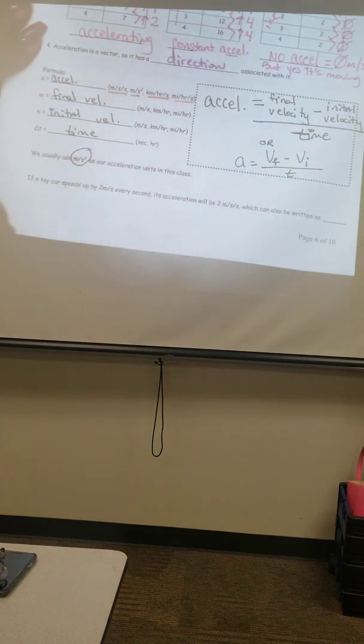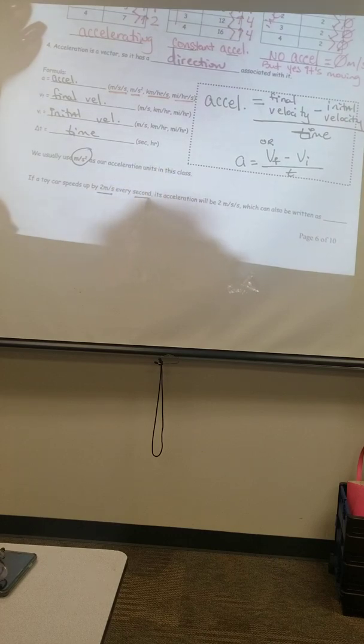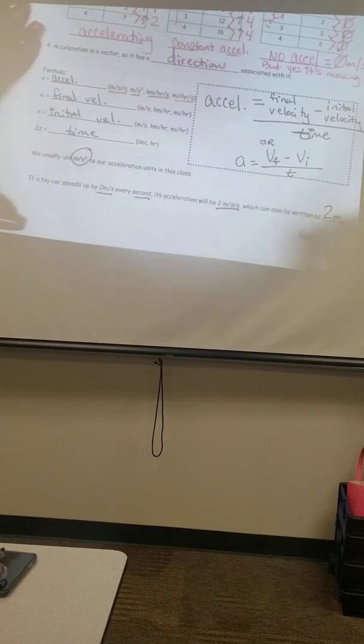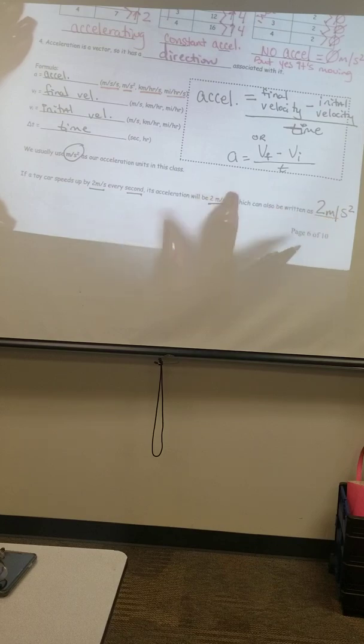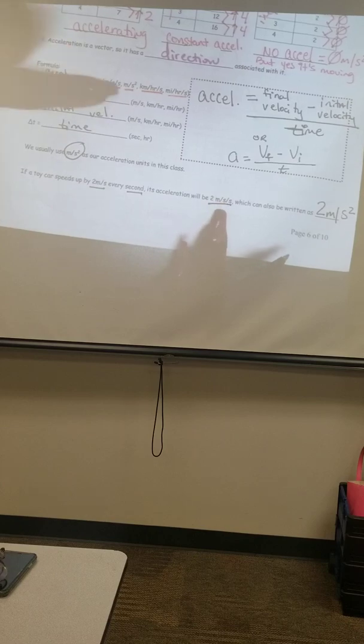They are correct also. If a toy speeds up 2 meters per second for every second, its acceleration is 2 meters per second, or written as 2 meters per second squared. This is what we're accustomed to using. This is also correct. Hint, hint, quiz/test. So if you see any of those or this, they mean the same thing.